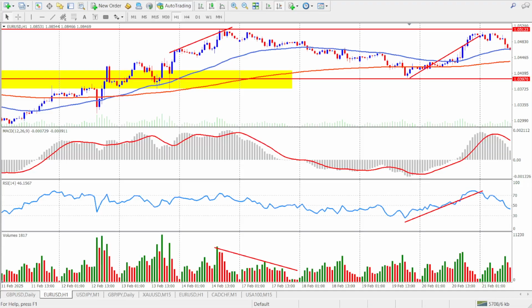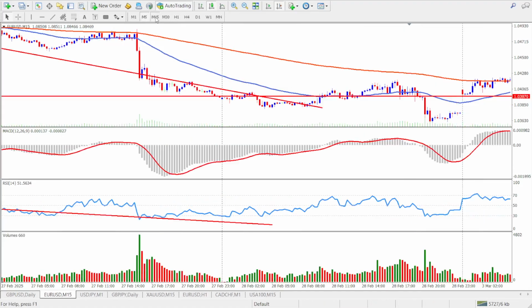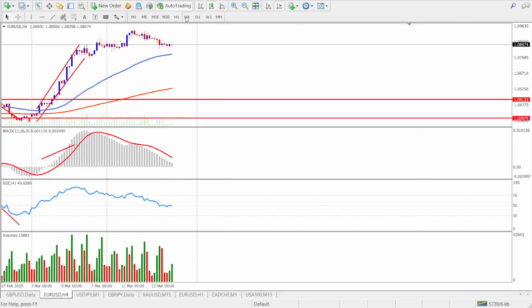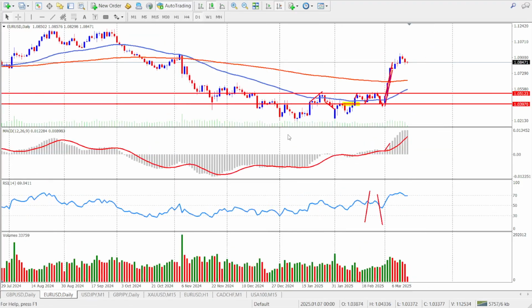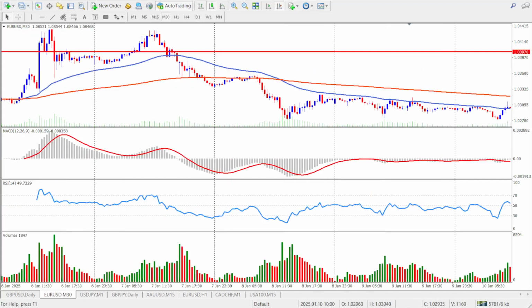Now, which time frame works best for trading convergence? The 5-minute and 15-minute charts work best for scalping and short-term day trades. The 1-hour and 4-hour charts are ideal for swing traders looking for stronger confirmation, while the daily chart is best for long-term traders and position trading. Now, the key is to use a higher time frame to confirm trends before taking a trade on a smaller time frame.